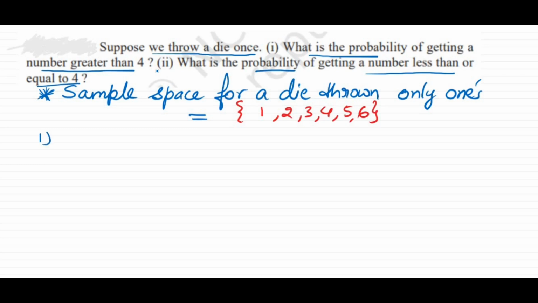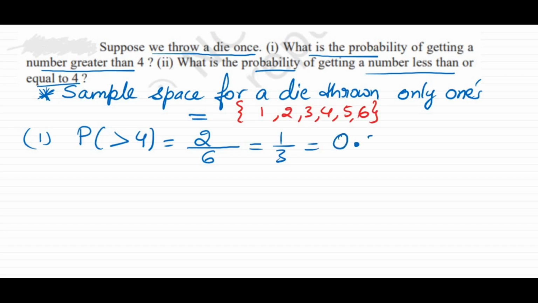Let us answer the first bit. What is the probability of getting a number greater than 4? Now, probability of happening of an event is the number of favorable outcomes divided by total number of outcomes. So here total number of outcomes is 6. So denominator is decided. How many numbers are greater than 4? Here 5 and 6. So there are only 2 numbers which are greater than 4. So probability of getting a number greater than 4 is 2 out of 6, which is 1/3. In decimal form it is 0.3.